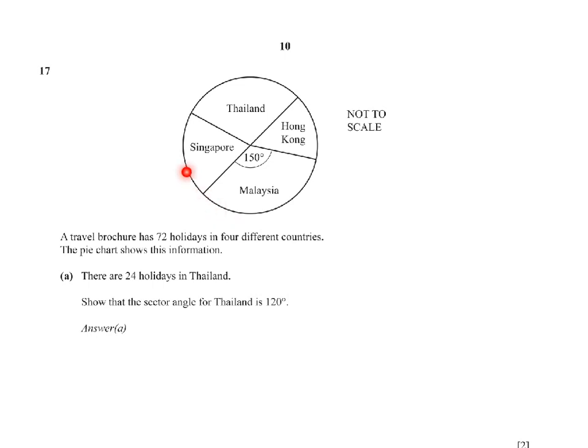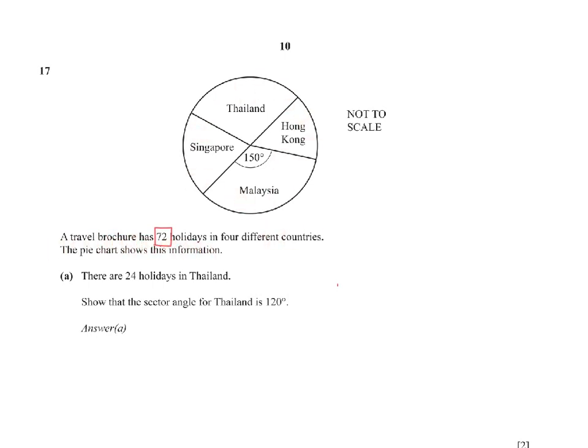So obviously some sort of pie chart question here. Let's find out. The travel brochure has 72 holidays in 4 different countries. Okay, so Malaysia, Thailand, Hong Kong, Singapore, where clearly Hong Kong is the least popular destination, then Singapore, and I guess Thailand, followed by Malaysia, which is the most popular destination. I'm just going to highlight those 72 because that's important. Yeah, that's the total amount of holidays. That's everything together, 72 holidays.